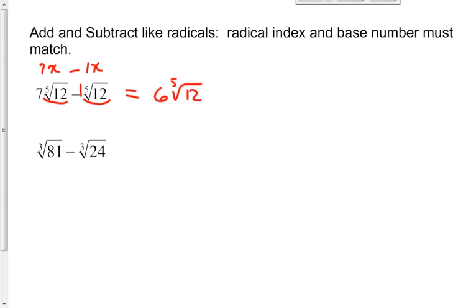So if the index, remember the index is this guy sitting in the little box, if the index and the base number both match, you can add and subtract. Well, on this next one, you notice that they don't match, which means you're going to have to do something to reduce. Once you reduce them, you're probably going to get something that matches. So think again about your perfect cubes. We need to find perfect cubes that go into 81.